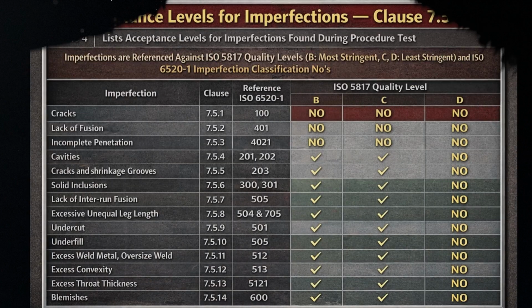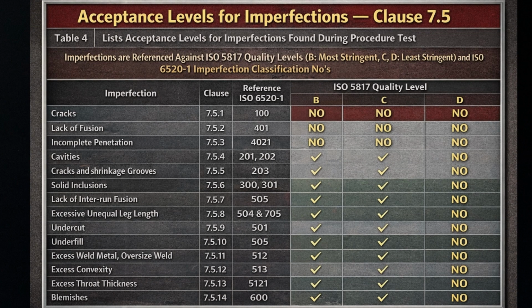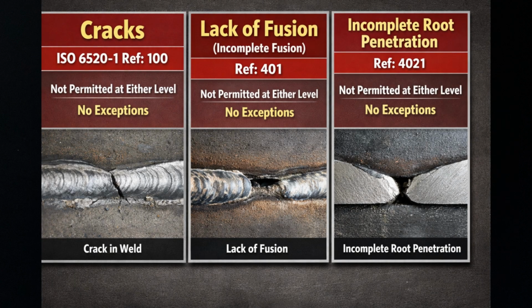Acceptance levels for imperfections. Clause 7.5. Table 4 of the standard lists the acceptance levels for imperfections found during the procedure test. The imperfections are referenced against ISO 5817 quality levels, which run from B, most stringent, through C to D, least stringent, and against ISO 6520-1 imperfection classification numbers. Let us go through the key entries.